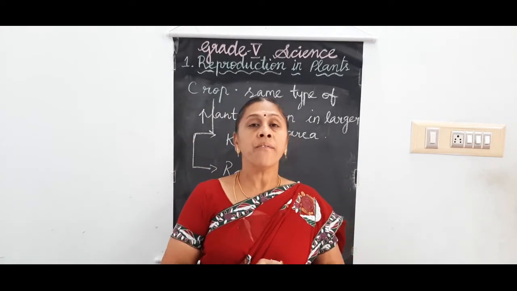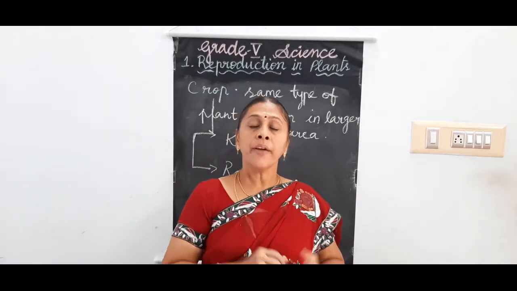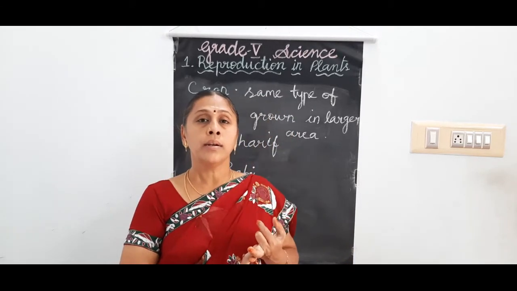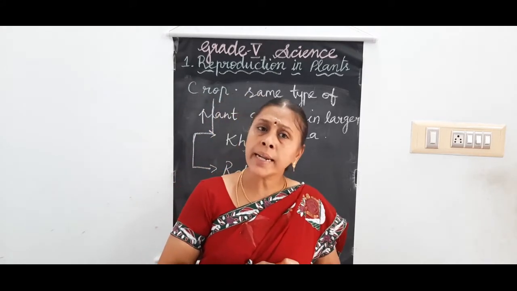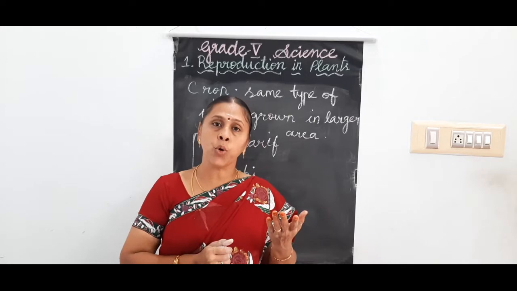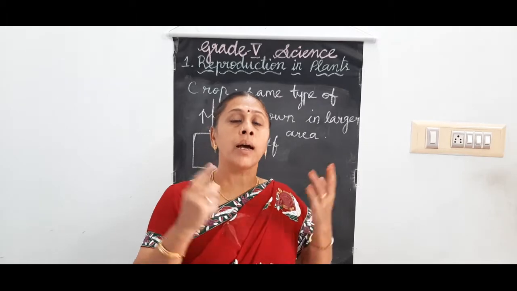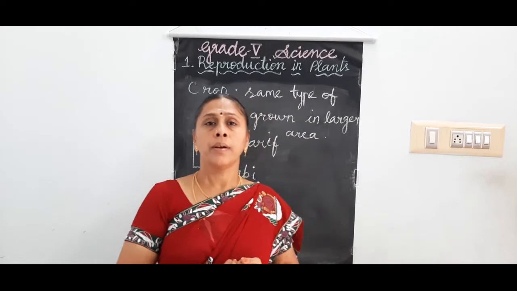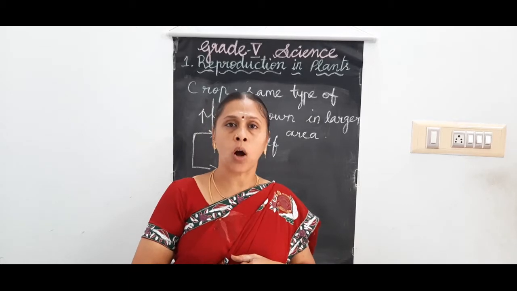Why are there different types of crops? All the plants will not grow in the same area. Different crops need different climate, different soil, different nutrients. Everything will differ from crop to crop. So all the plants or crops cannot be grown in the same area. The area, the climatic factors, the soil content, the essential nutrients, everything differs from crop to crop.